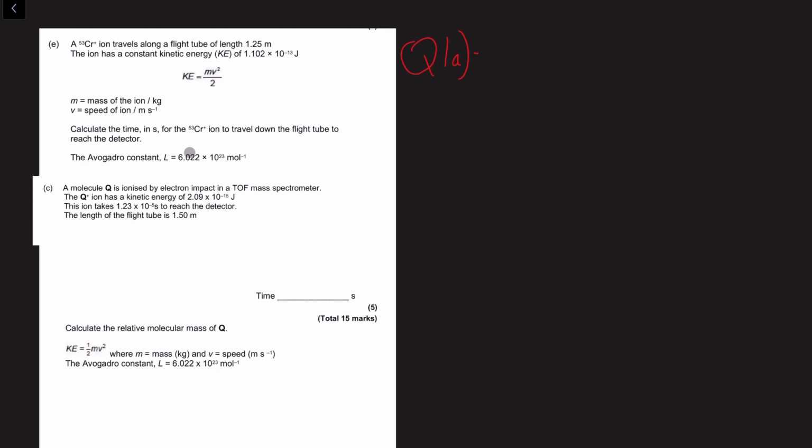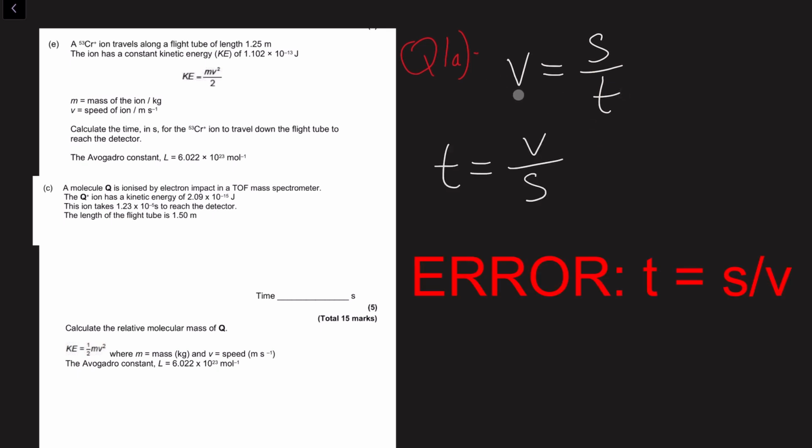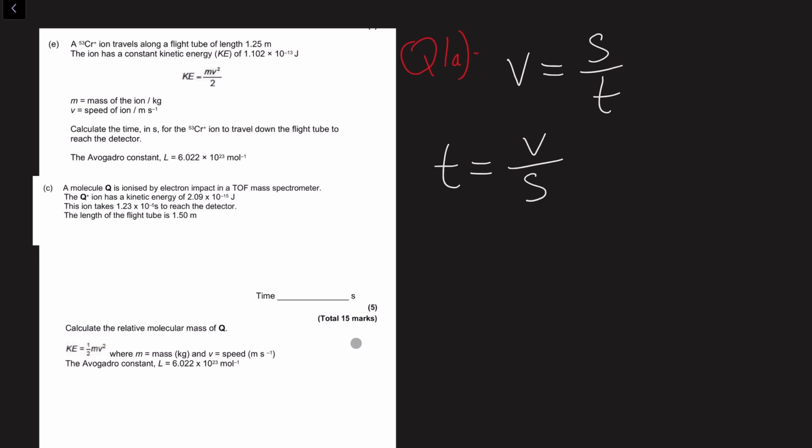Right then, in order to find the time in seconds for the chromium ion, we need to use this equation here: v equals s over t, where v is the velocity, s is the displacement, and t is time in seconds. So we're looking for time, and the way we find time is we have to rearrange this equation. But here we're not given v, so we're not given the velocity of the chromium ion. So we actually need to find v first, and the way we do this is we rearrange the equation for kinetic energy. This is the equation for kinetic energy here. It's equal to mv squared over 2.